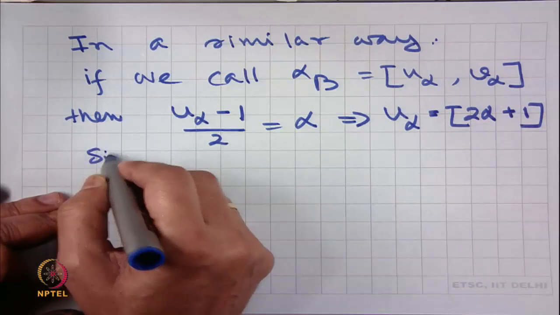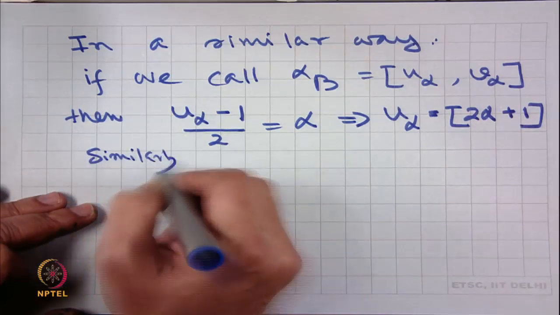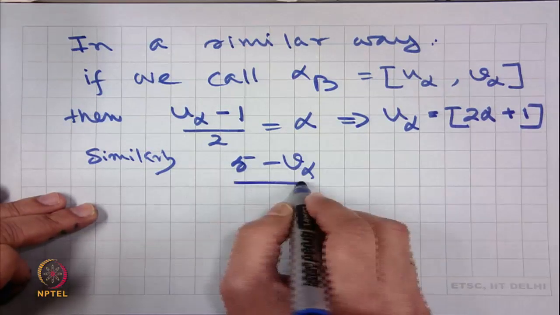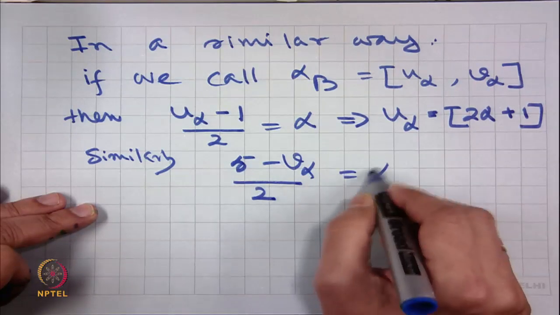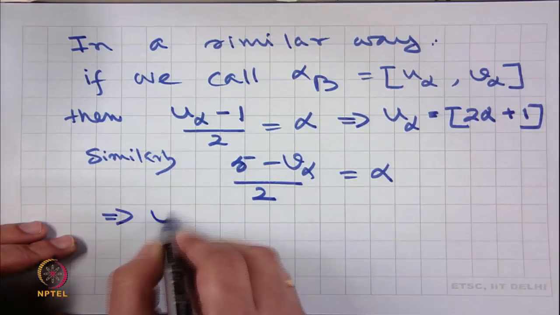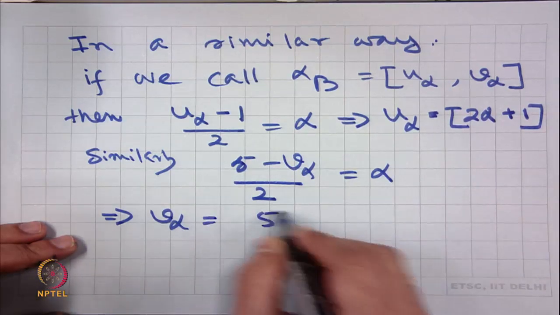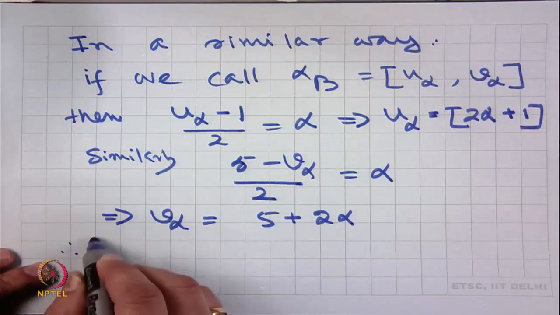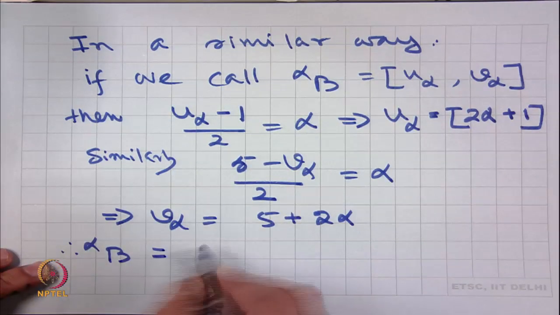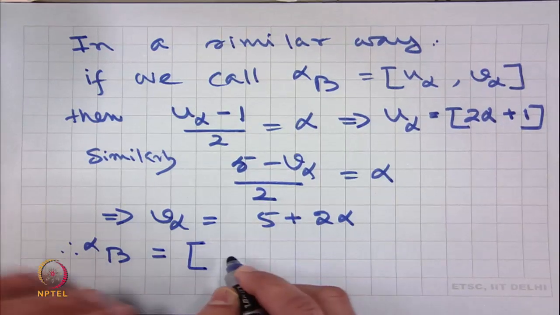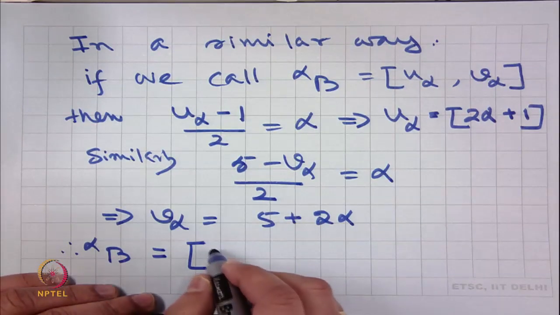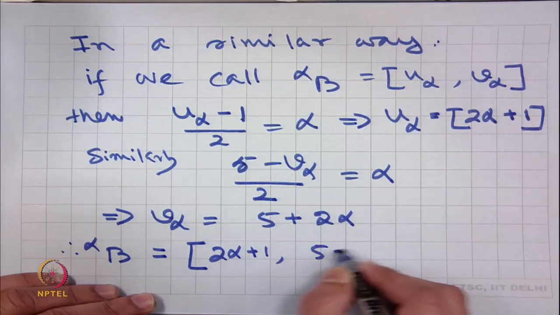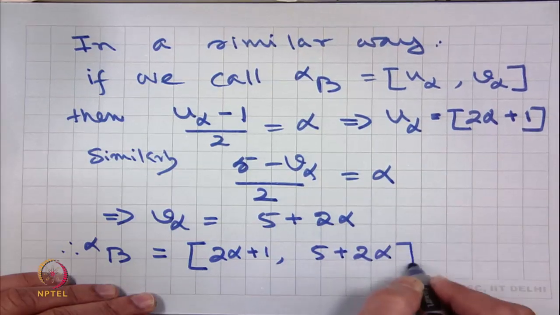Similarly, (5 minus v alpha) upon 2 is equal to alpha, which implies v alpha is equal to 5 minus 2 alpha. Therefore, the alpha cut of B is equal to the interval [2 alpha plus 1, 5 minus 2 alpha].